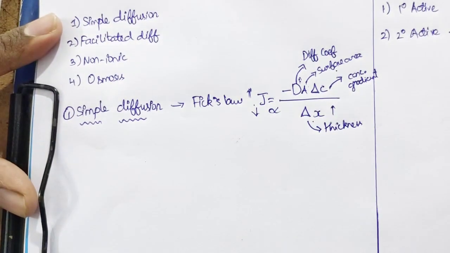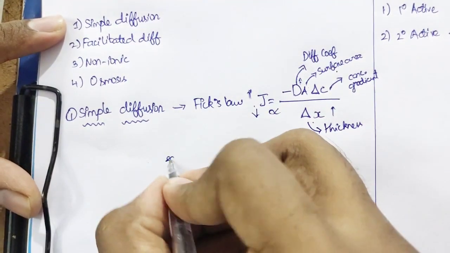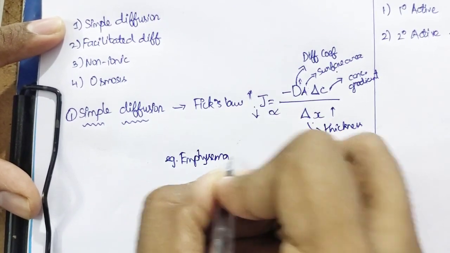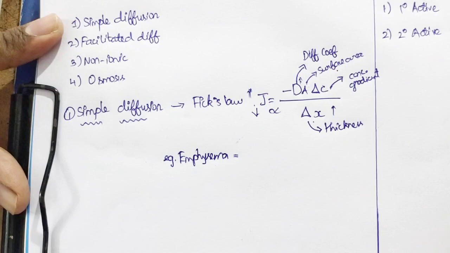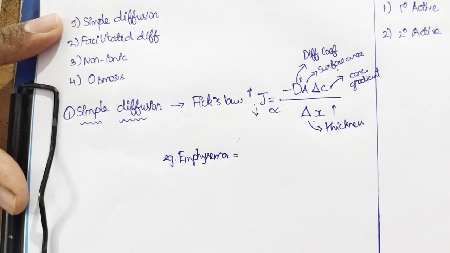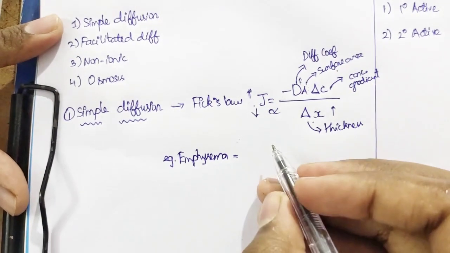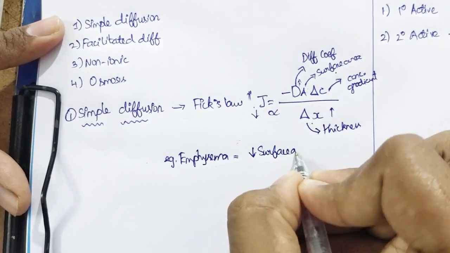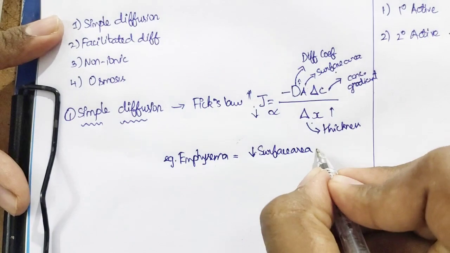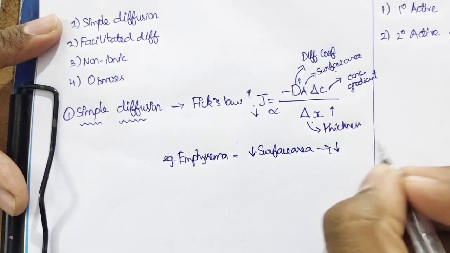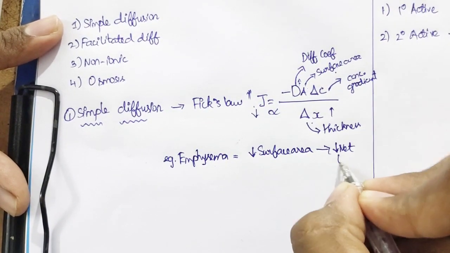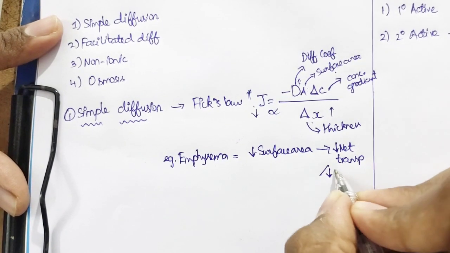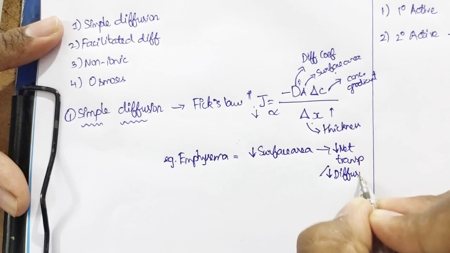For example, I will give one example for this. In emphysema, how can the net transport be influenced by this? In emphysema, obviously there will be a decrease in surface area. So this decrease in surface area decreases the net transport, or in simple words, it decreases the diffusion.